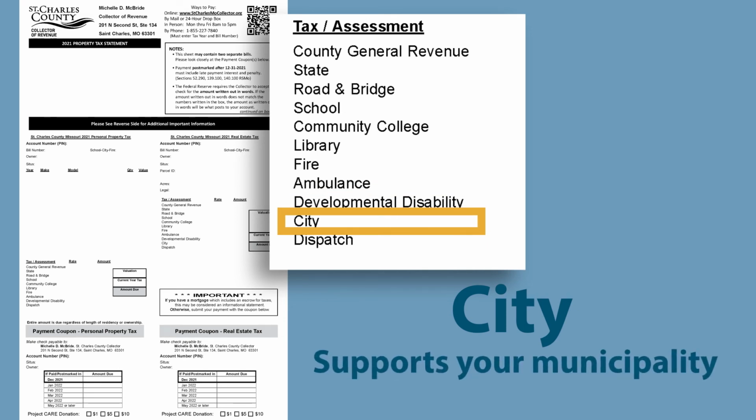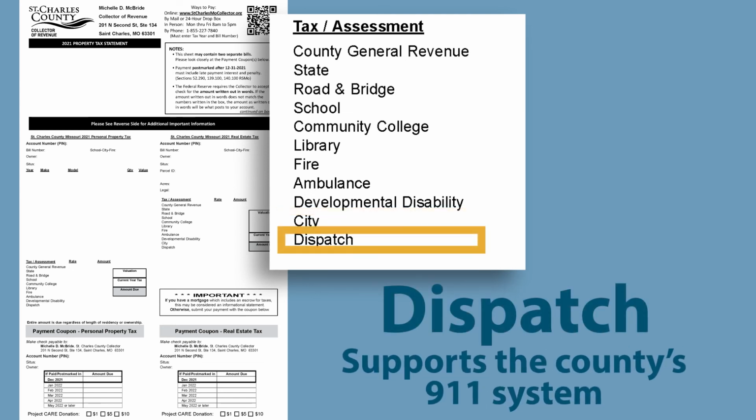There are 17 cities in St. Charles County. Some collect their own taxes, while others are collected through the annual tax bill issued by the Collector of Revenue. Dispatch taxes fund the county's 911 system, as well as fire and emergency medical service dispatching through the St. Charles County Department of Emergency Communications.